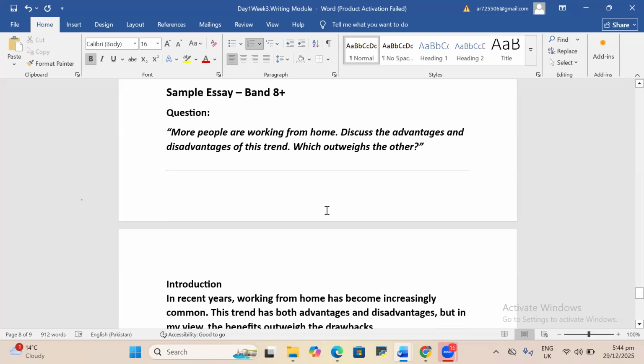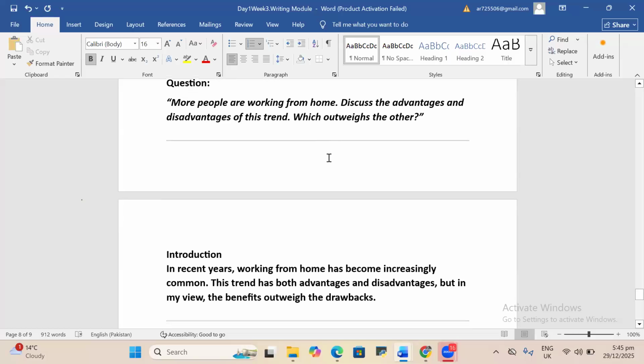Okay, so here we read: more people are working from home. Discuss the advantages and disadvantages of this trend. Mean, the question is about more people working from home. So what are the advantages and disadvantages, and which outweigh the other? Mean, whether you have more advantages or more disadvantages when people work from home, like remotely. Many people are working remotely from different places rather than physically joining the office.